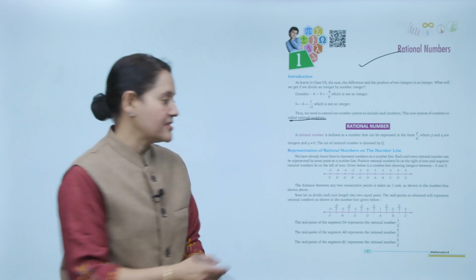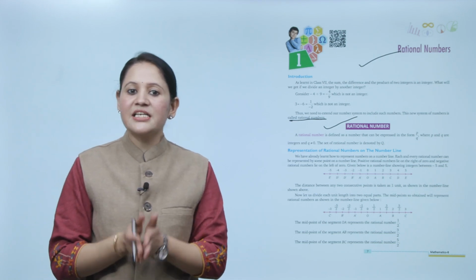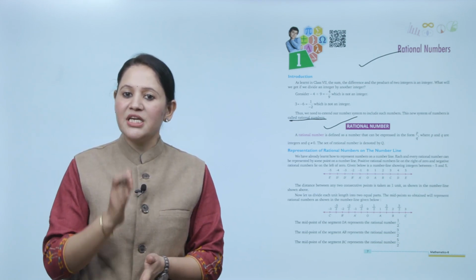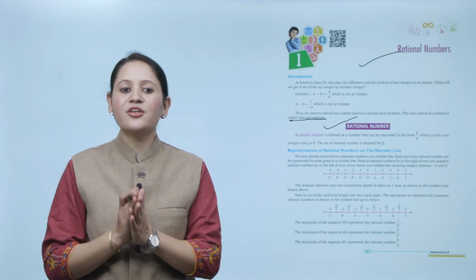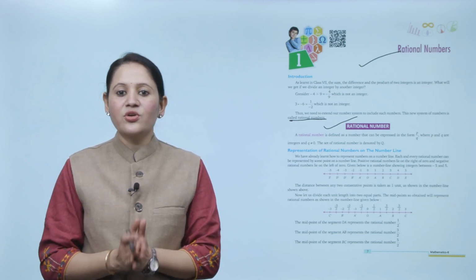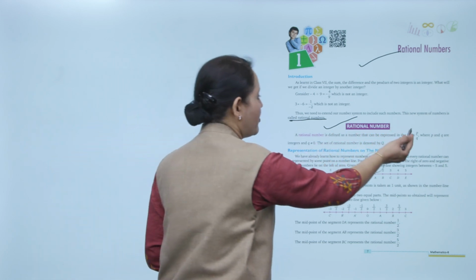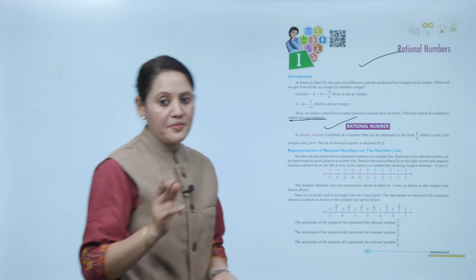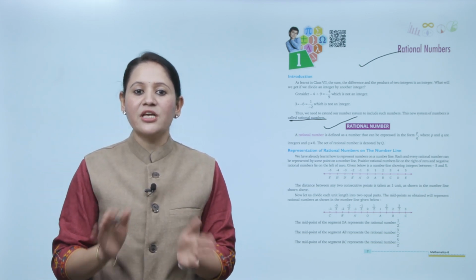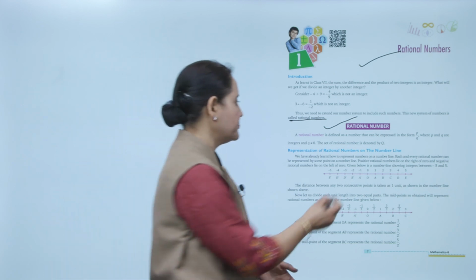Next, rational numbers. A rational number is defined as the number that can be expressed in the form of p upon q, where p and q are integers and q is not equal to 0. So, rational numbers are the numbers which we can represent in the form of p upon q, where both p and q are integers and q की value कभी भी 0 नहीं होगी. The set of rational numbers is denoted by Q.